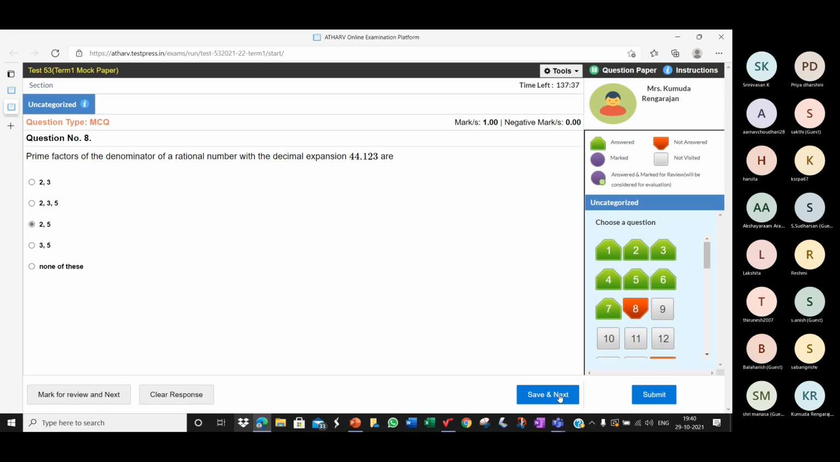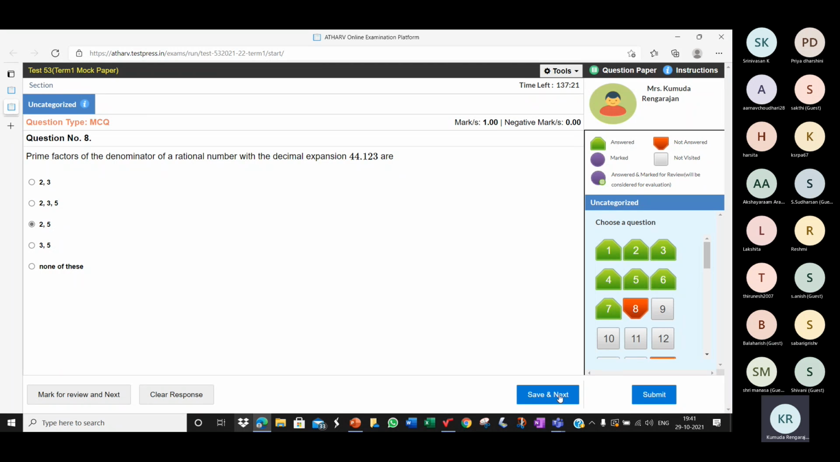So what's the p by q form? 44123 by 1000. 1000, ma'am. Yeah. And the prime factors of 1000 are 2 and 5, but you shouldn't have worked all that. As Srinivasan said, it's a terminating decimal. Then the prime factors of the denominator can be only 2, 5, or both 2 and 5.